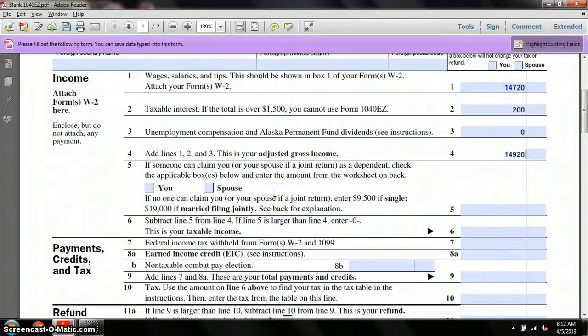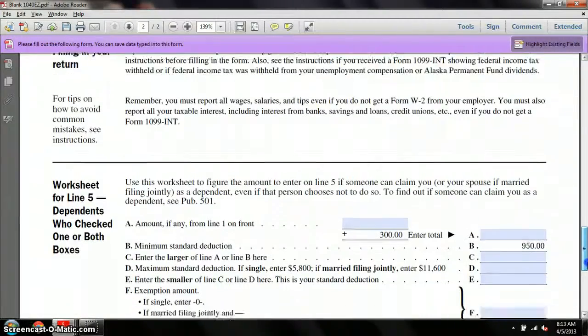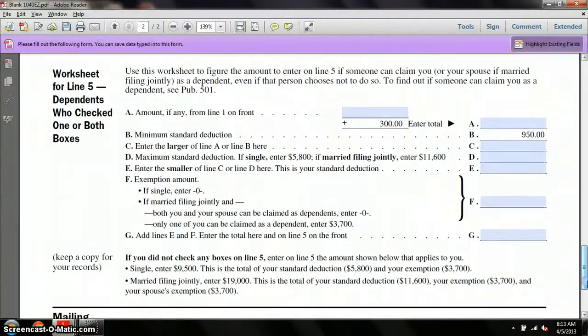All right, step 5. If someone can claim you or spouse as a dependent, check the applicable box below and enter the amount from the worksheet on the back. So let's say that somebody could claim Roberto as a dependent. We're going to check the box here that says you, okay? And now we have to go to the back of the worksheet. So we come all the way to the back here, and here it says worksheet for line 5, dependents who checked one or both boxes.